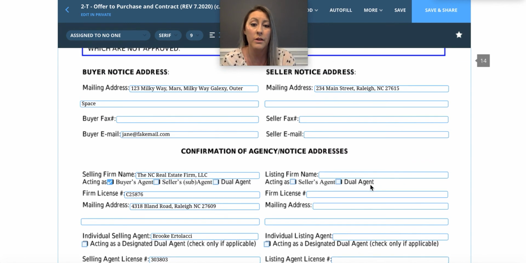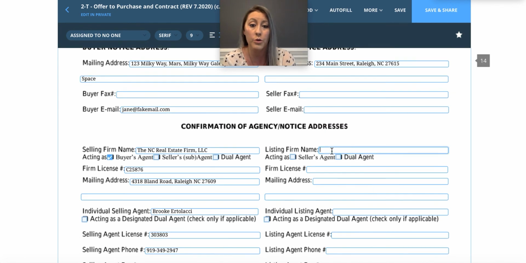All right, and then on the other side, you want to put in the listing firm. Who is the listing agent? Again, on the MLS, this information is all at the very, very bottom of our MLS stuff, and you can click on the agent's name, you can find their license number, all that kind of stuff. It's all right there, but please fill it in.